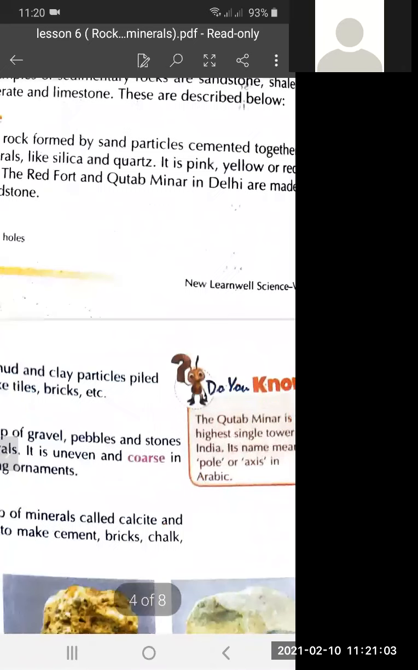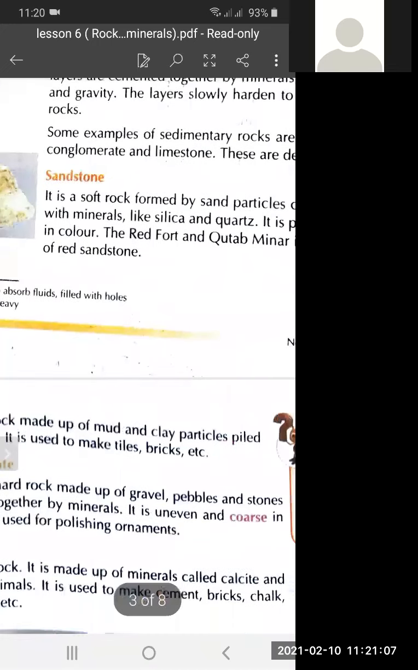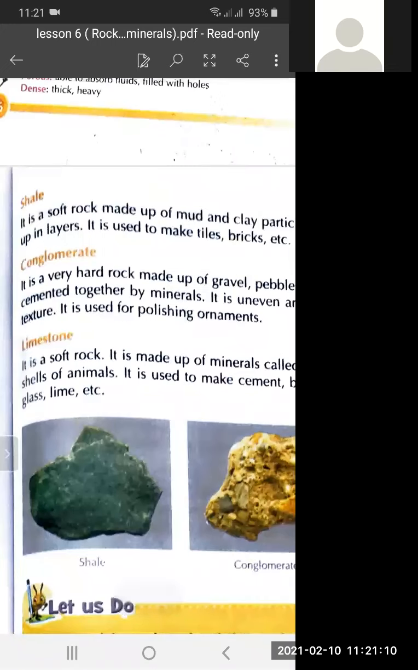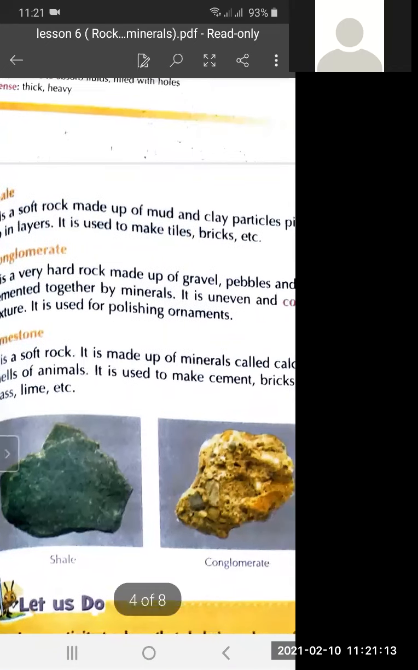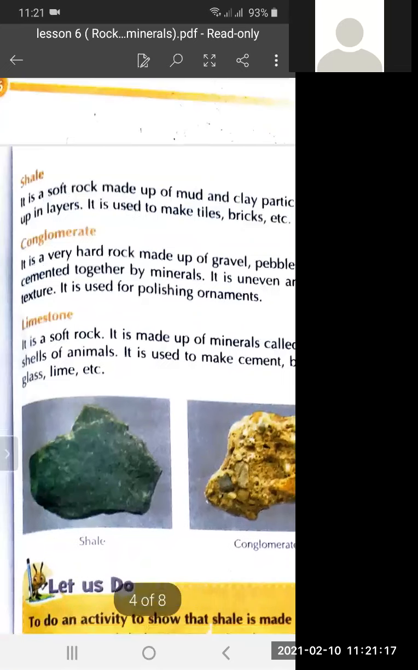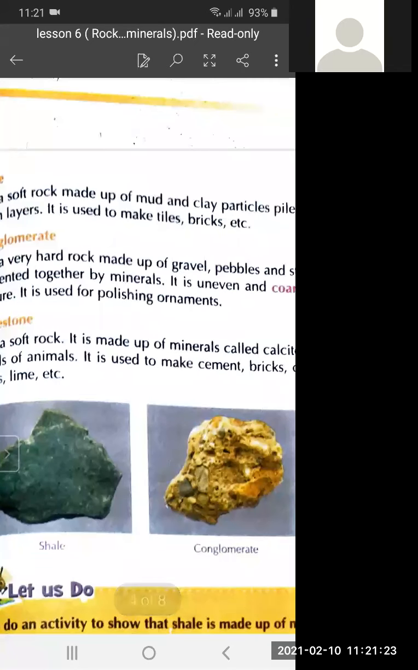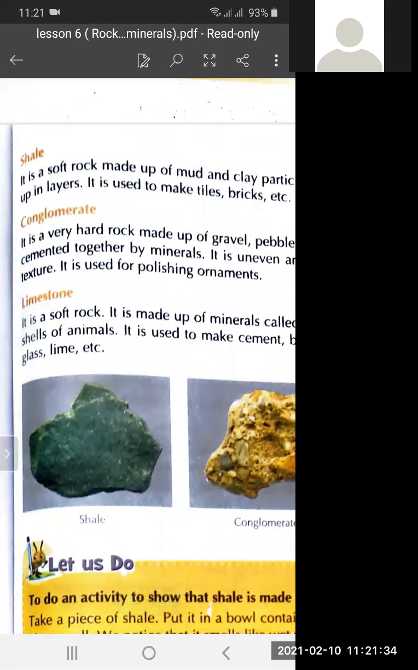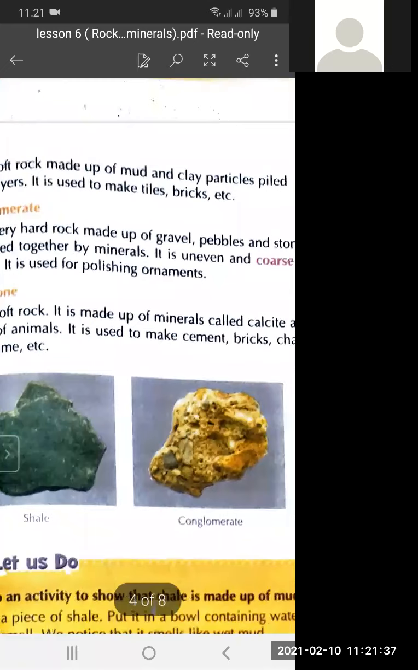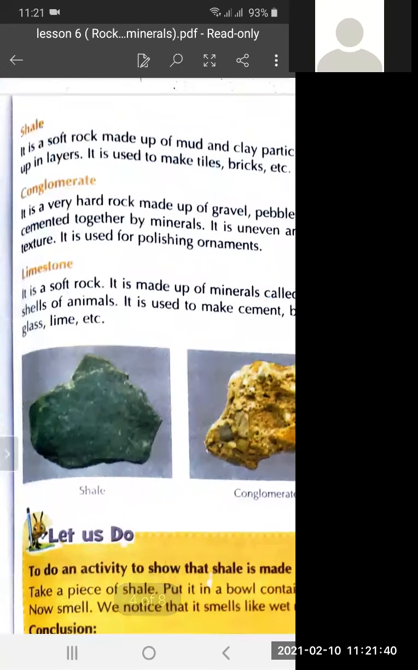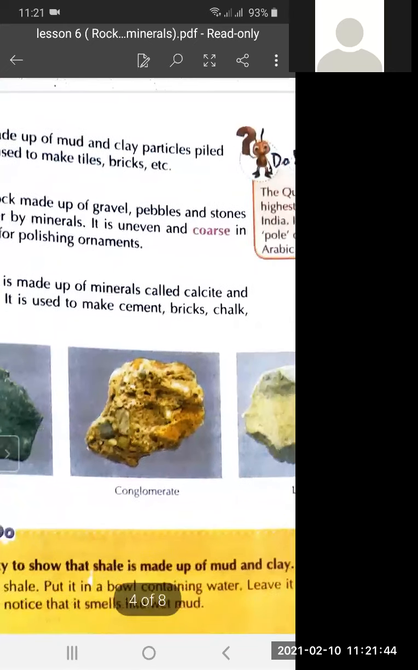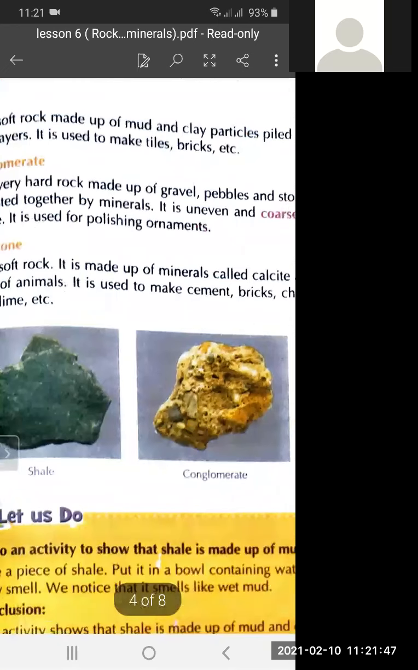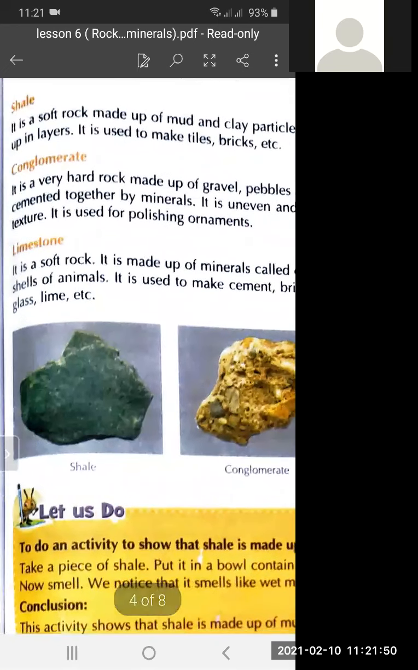So students, this is about the sandstone. Now we'll study about the shale. Shale is a soft rock made up of mud and clay particles piled up in layers. It is used to make tiles, bricks, etc. Conglomerate is a very hard rock made up of gravels, pebbles, and stones cemented together by minerals. It is uneven and coarse in texture. It is used for polishing ornaments.